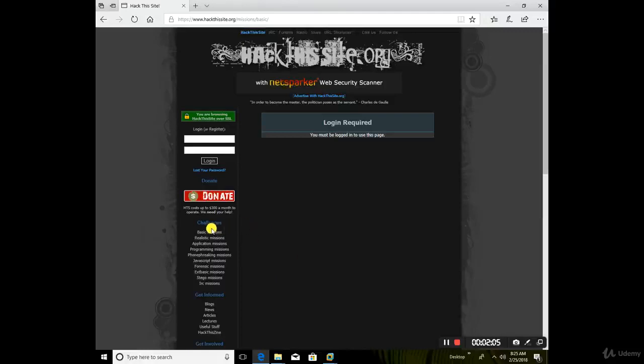They have a lot of cool things over here. They have the basic missions, realistic missions, and little by little, they work their way up. You're going to be looking at application missions, ranging from an exe type of application to a web application. JavaScript missions, which we talked a little bit about in the cross-site scripting stuff. Forensics missions, that you're going to get a little bit out of.